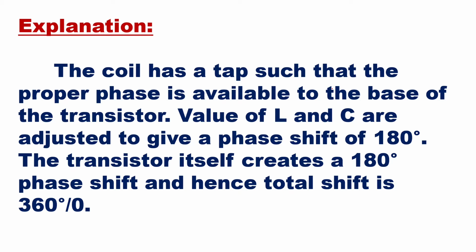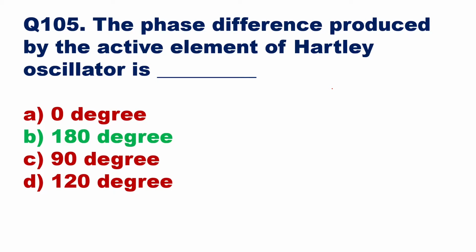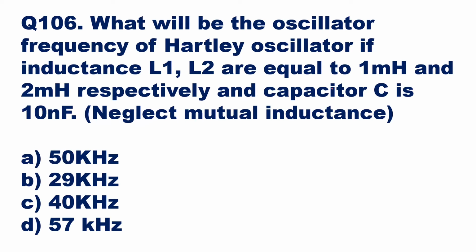The coil has a tap such that the proper phase is available to the base of the transistor. Value of L and C are adjusted to give a phase shift of 180 degree. The transistor itself creates a 180 degree phase shift, and hence the total phase shift is 360 degree or 0 degree, according to your Barkhausen criteria, which is the basic need to make an oscillator arrangement. So here you can see option B is the right answer. 180 degree is the phase shift provided by the active element of the Hartley oscillator. Then we'll go to question number 106.